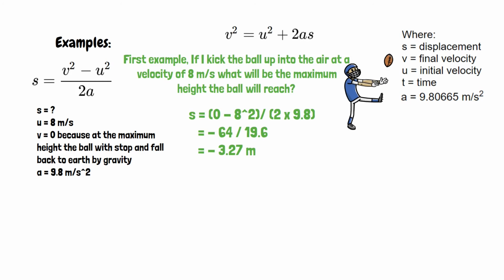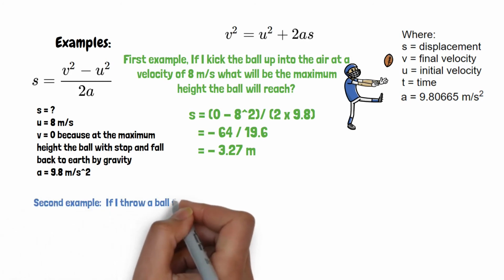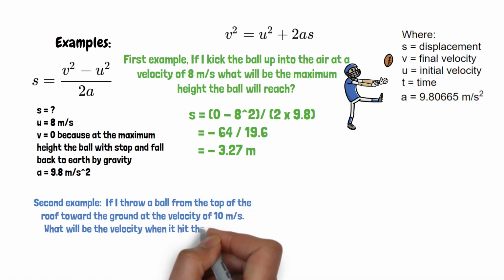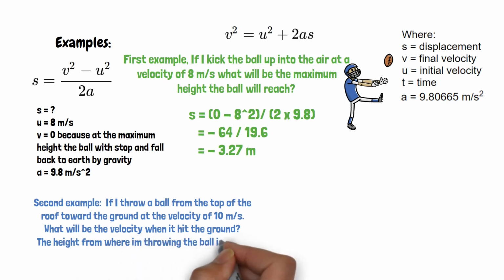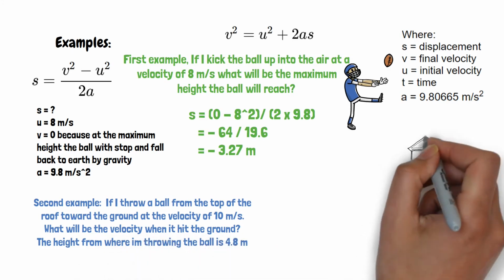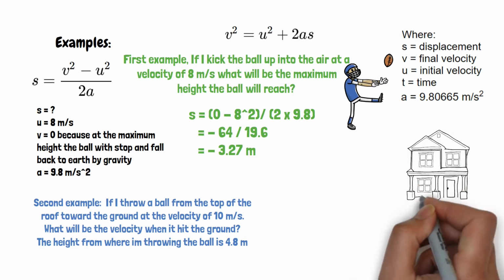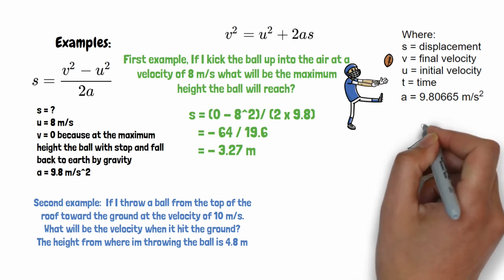Second example, if I throw a ball from the top of the roof toward the ground at the velocity of 10 meters per second, what will be the velocity when it hits the ground? The height from where I'm throwing the ball is 4.8 meters.